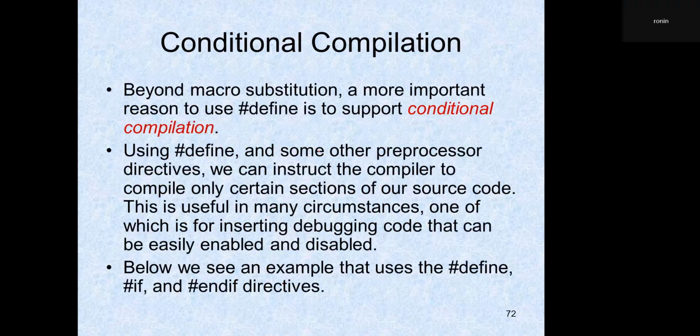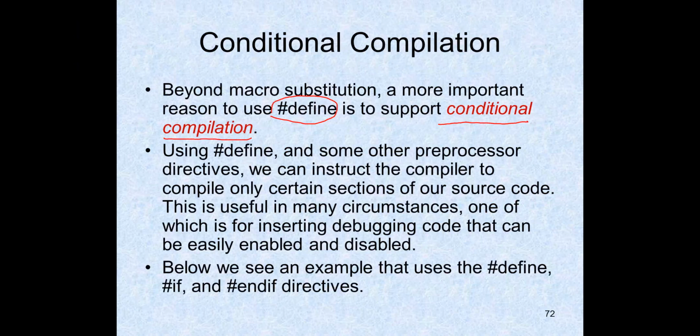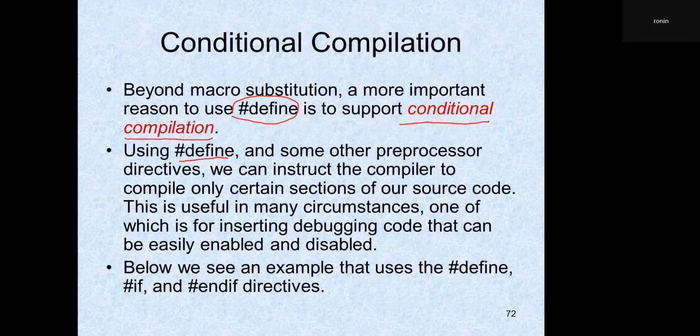And conditional compilation. We can use define to support conditional compilation. Using define and some other preprocessor directives, we can instruct the compiler to compile only certain sections of our source code. This is useful in many cases, one of which is inserting debugging code that can be easily enabled and disabled.